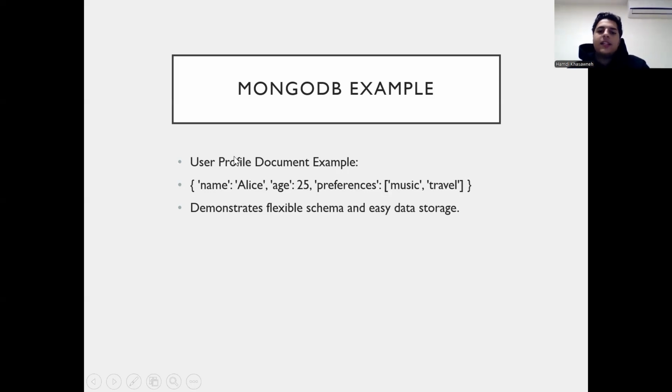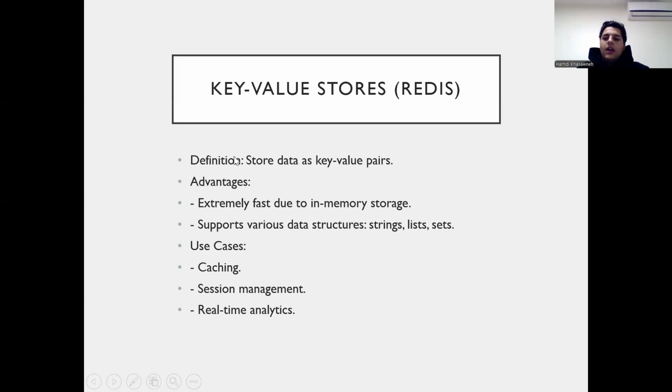Now, let's dive into the second example, key value stores. Key value stores are among the simplest types of NoSQL databases. They store data as a collection of key value pairs where each key is unique. One of the most popular key value stores is Redis. Redis is known for its incredible speed because it stores data in memory.